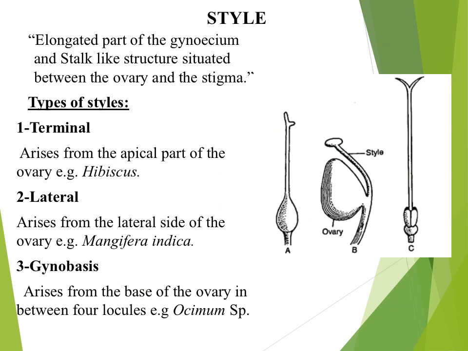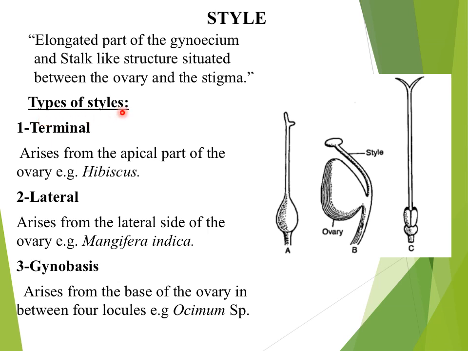Style. The elongated part of the gynoecium, a stalk-like structure situated between the ovary and the stigma, is known as the style. In this diagram you can observe the upper part, known as the stigma, the long style, and the oval structure known as the ovary. So the style is the connection between the stigma and the ovary.